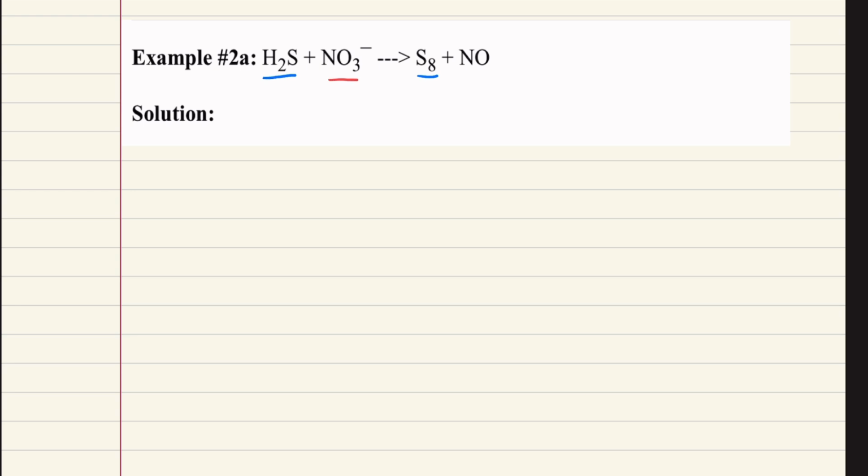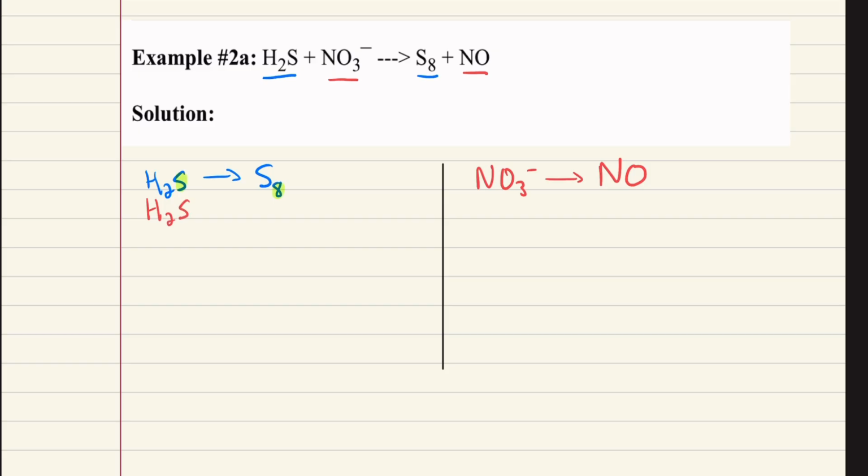We're going to create a half reaction between H2S and S8, and then another half reaction of NO3 minus to NO. And we're going to balance each one according to the rules of balancing half reactions in acidic solutions. Again, to do this, first we're going to balance all the non-oxygen atoms. Then we're going to balance the oxygen atoms by adding water for every oxygen that is needed to the appropriate side.